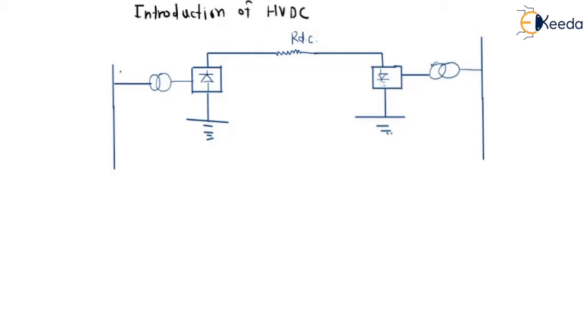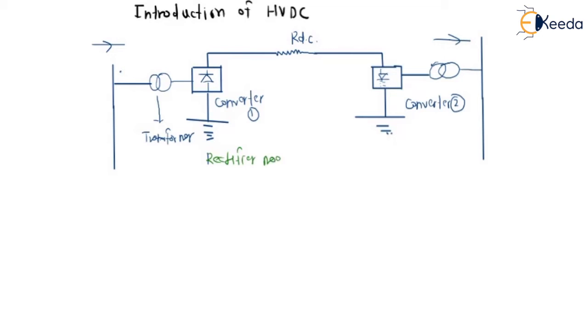Now this is the isolating transformer. This is basically a very good transformer. See, this is the transformer, and this is our rectifier. This is converter number 1, and this is converter number 2. Let us assume power has to be transferred from here to here. So this converter will behave in rectifier mode, and this converter will behave in inverter mode.